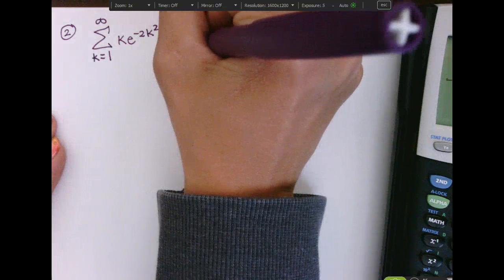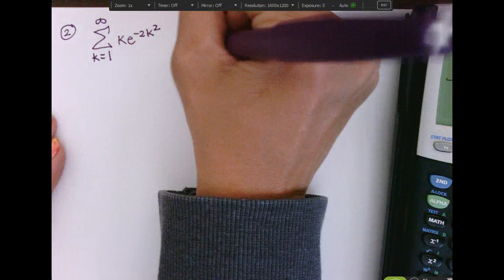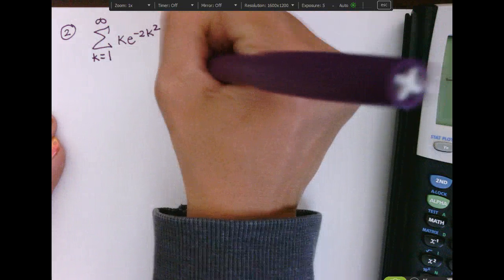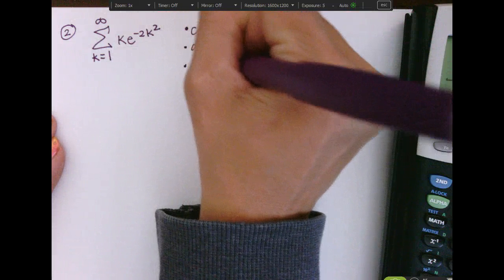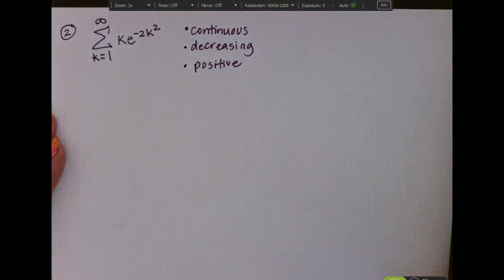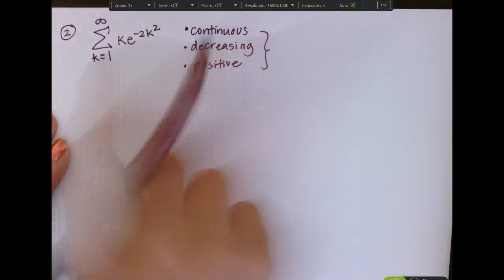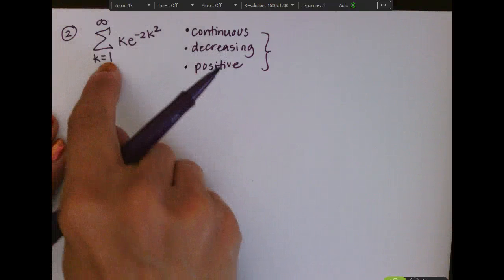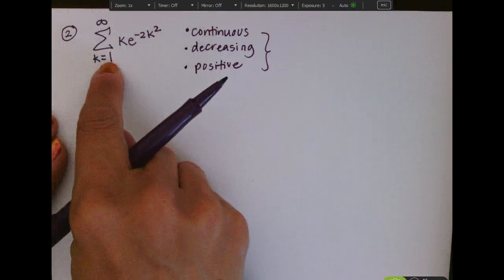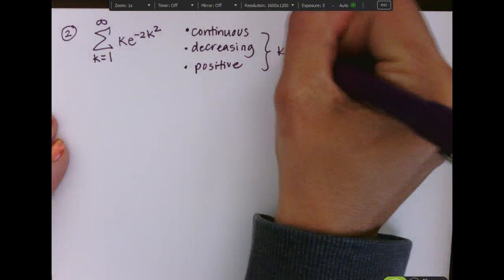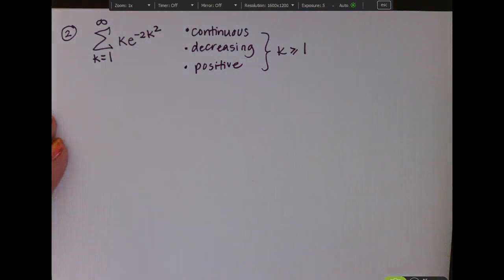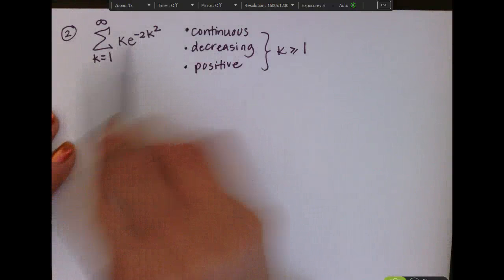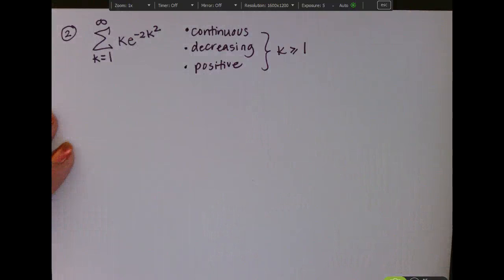whether it's decreasing, whether it's positive, we want to look at all of these things over the limits of our series. So we want to look at them for k greater than or equal to 1, because those are the values that we are actually plugging in to create this infinite series.